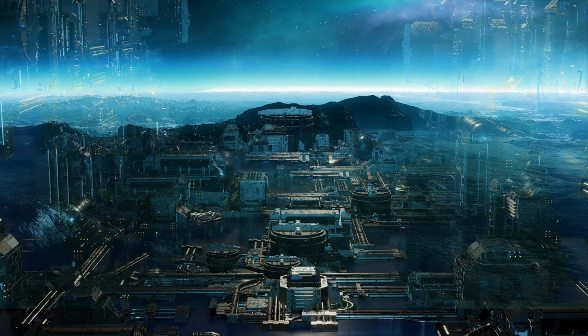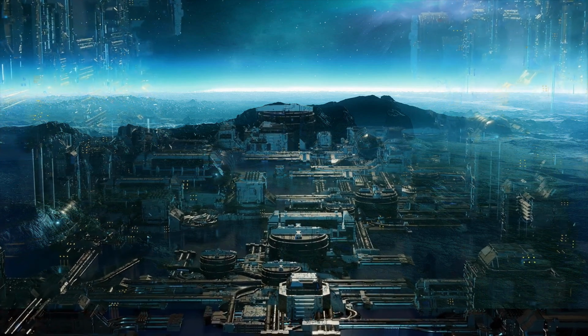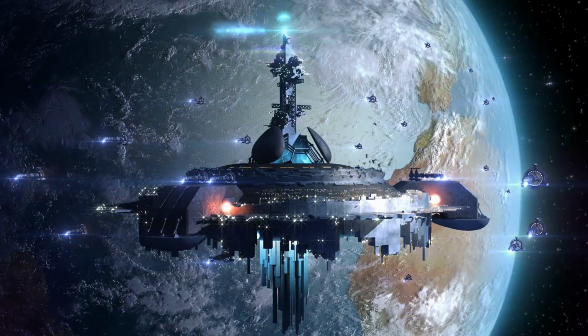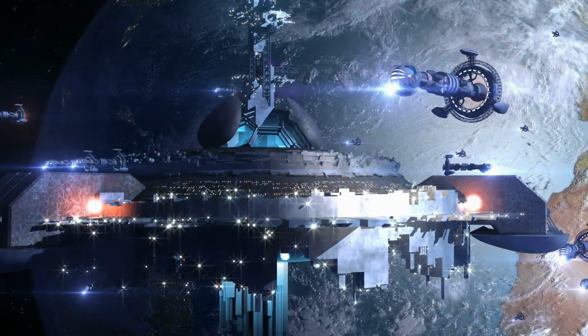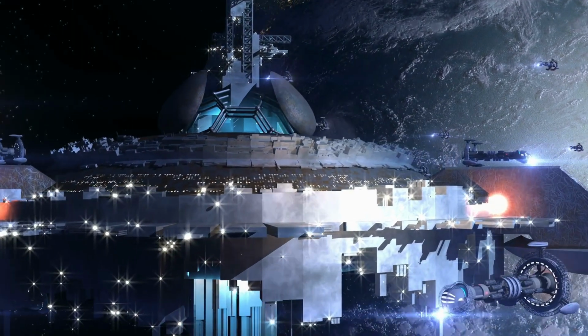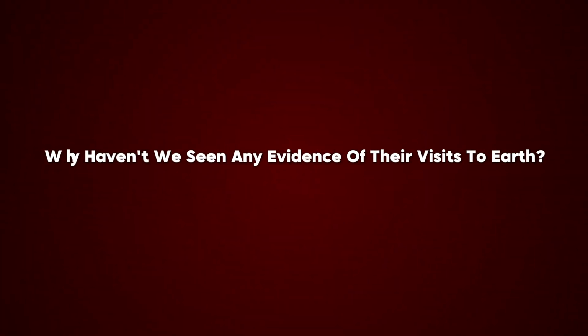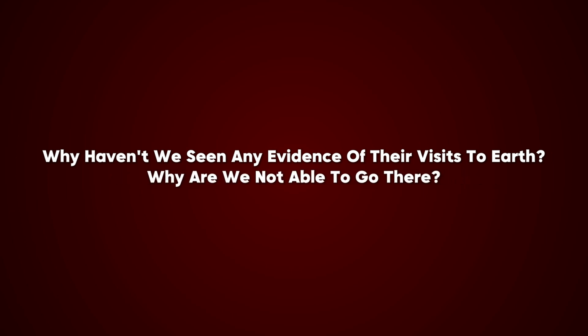This means other civilizations could have had billions of years of a head start on us. Suppose interstellar travel is possible and advanced civilizations had enough time to develop. In that case, it raises a big question. Why haven't we seen any evidence of their visits to Earth? Or even more puzzling, why are we not able to go there?